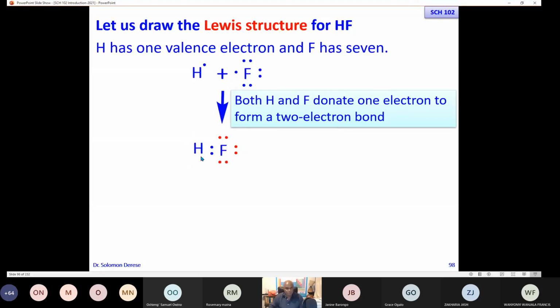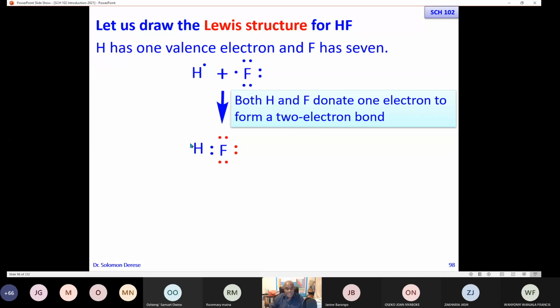When you look at this bond, you'll see that it has followed the octet rule as well as the duet rule. The duet rule applies only for hydrogen, while the octet rule applies for the other elements of period 2 of the periodic table, including all the halogens. If you look at the hydrogen, you have these 2 electrons shown in blue. These are the shared electrons. These shared electrons are between the hydrogen and fluorine. They belong to both hydrogen and fluorine.